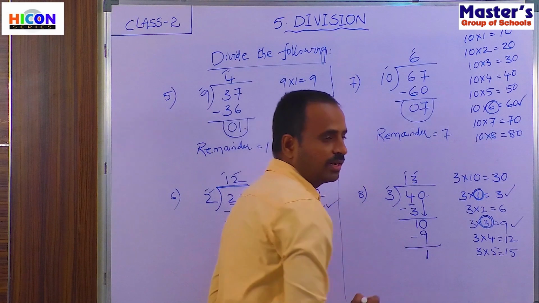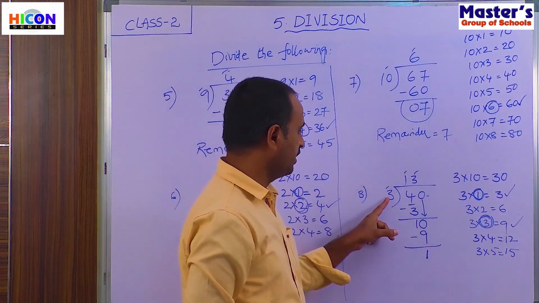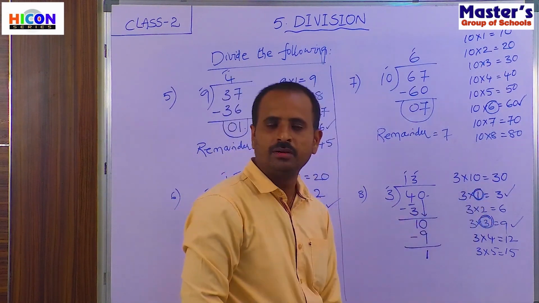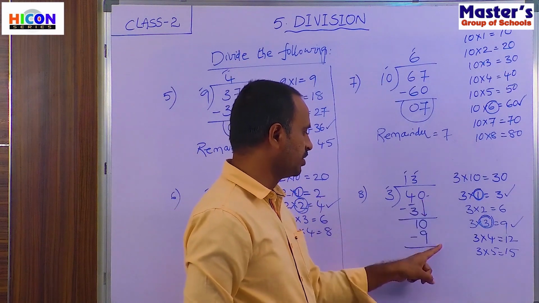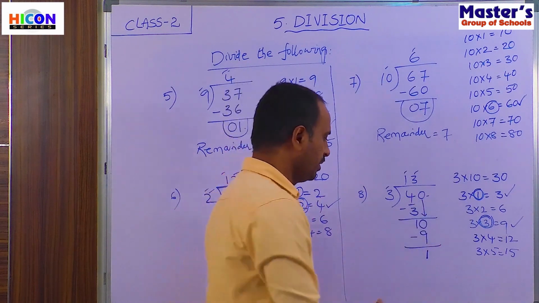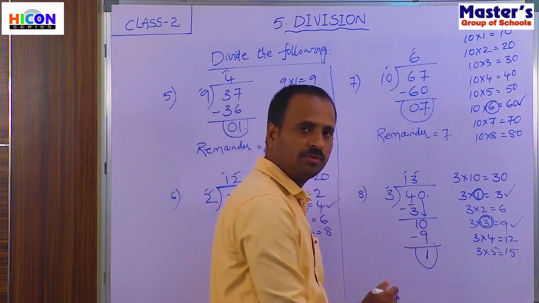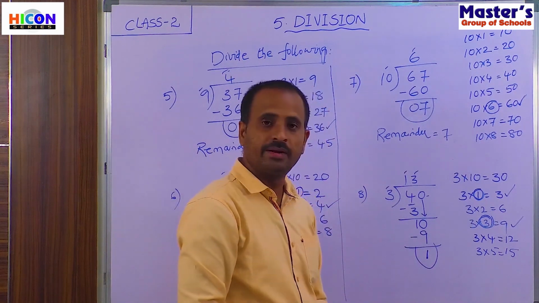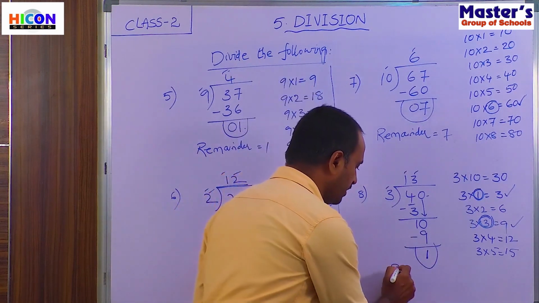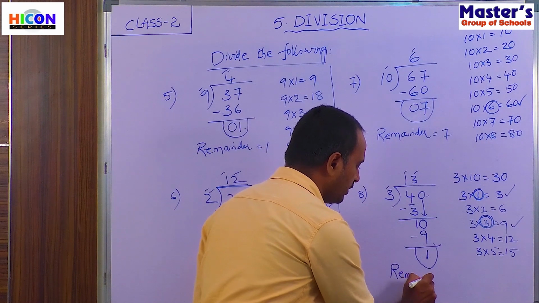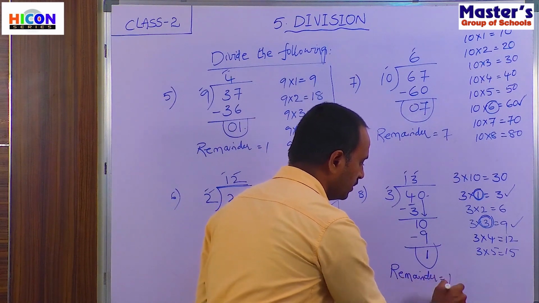So the remainder is 1. And we did not get the number 1 in the third table, and there are no more digits to bring down. That's why we have to complete the division up to here. And the remainder is 1. So what is the remainder? The remainder is 1. So remainder is equal to 1.